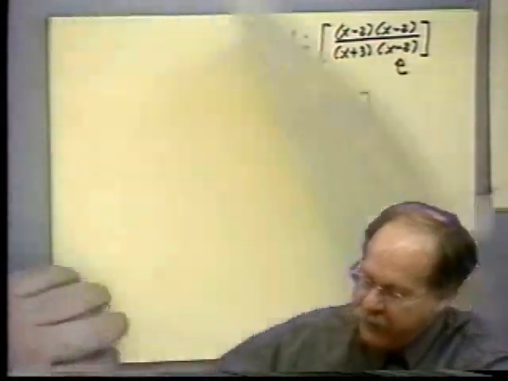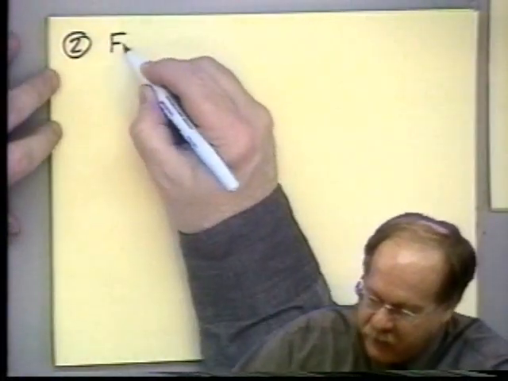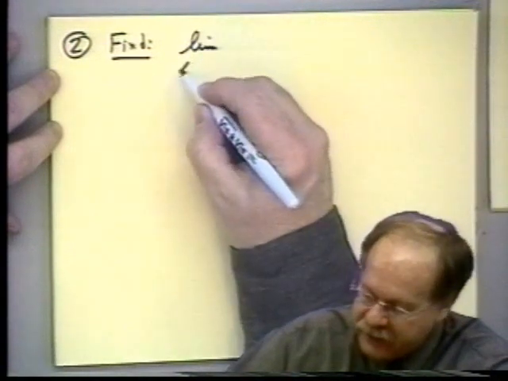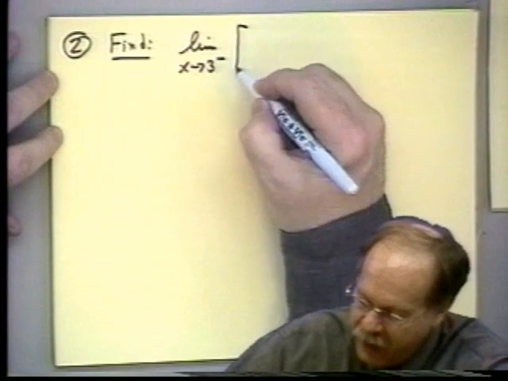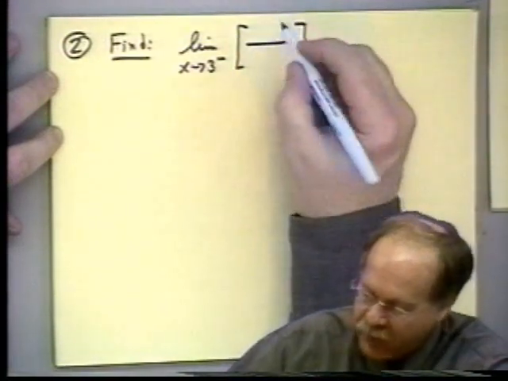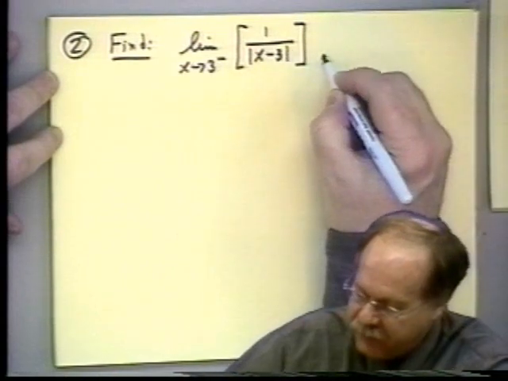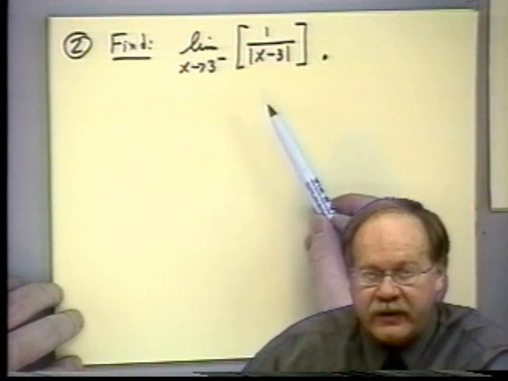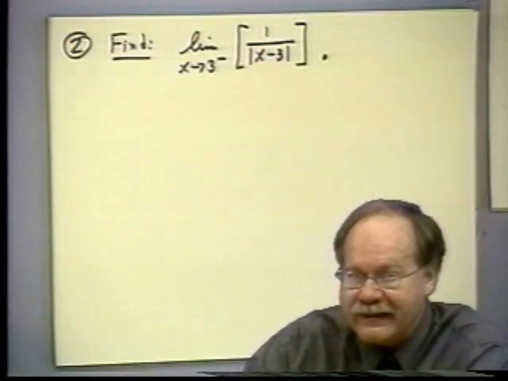All right. Let's look at a second exercise. Here's one. Find the limit as x approaches 3 from below, that's what that symbol means, remember, of the following function: 1 over the absolute value of x minus 3. Now that looks a little complicated, but give it a shot. Try it on your own, and I will come back in just a few moments and show you what I did on this problem.